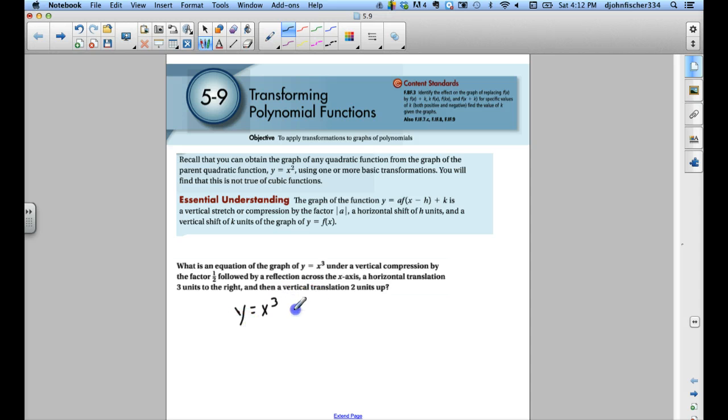So that means with the vertical compression, we're going to take this graph and multiply everything by 1/2. And then a reflection across the x-axis. Now the x-axis is going to change all the coordinates again. So what we're going to do here is the x-axis is going to take all the y and make it negative. So it's going to make it a negative 1/2 x cubed. That's the reflection.